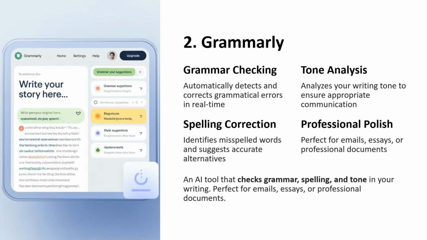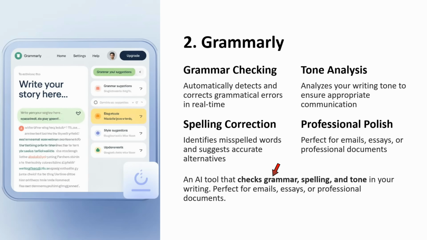Second one is Grammarly. It is used for grammar checking, automatically detects and corrects grammatical errors in real time. It is used for tone analysis, analyzes your writing tone to ensure appropriate communication. It is used for spelling correction, identifies misspelled words and suggests accurate alternatives. It is used for professional polish, perfect for emails, essays, or professional documents.